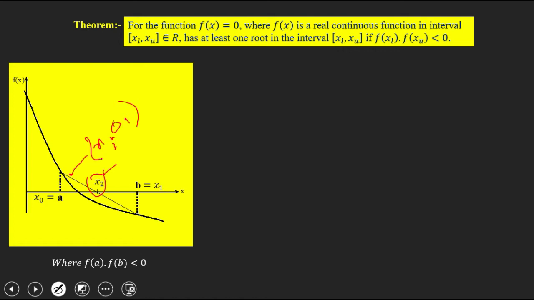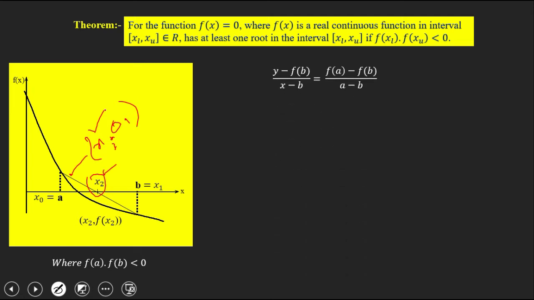We will get the value of x2, because a and b are the boundaries of the interval, so a and b are known. As a and b are known, f of a and f of b are as well known. The only unknown point is x2, and we find x2 with the help of AB. So let us see how to find the equation of this chord.